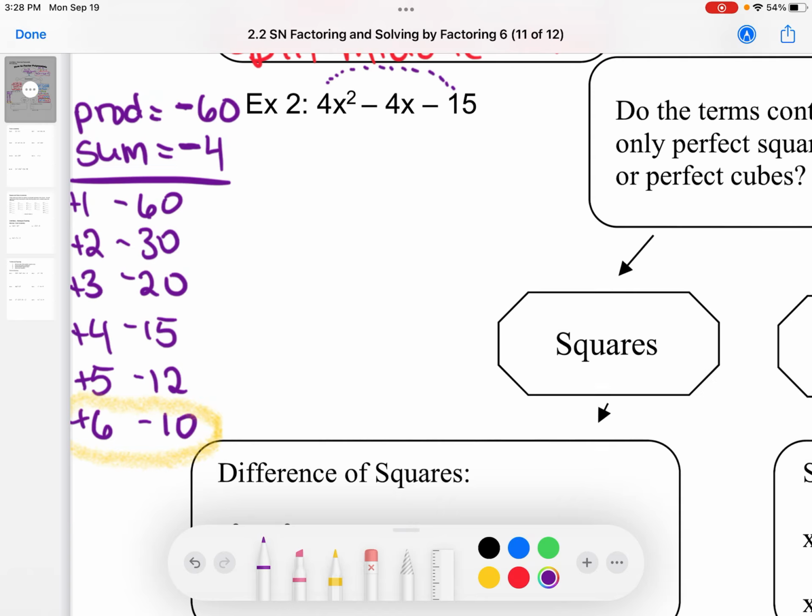Now, what we do with those magic numbers is split up the middle term. That middle term was negative 4x. I'm going to convert that negative 4x to plus 6x minus 10x using the magic numbers we just found and the variable that's on the middle term in the problem. There's still a 4x squared as the first term. There's still a minus 15 as the last term. So all we did here was split that middle term.